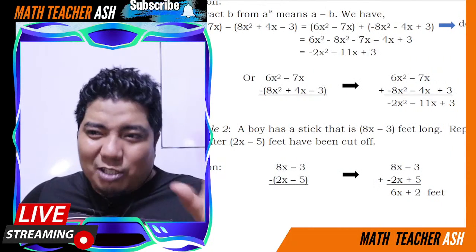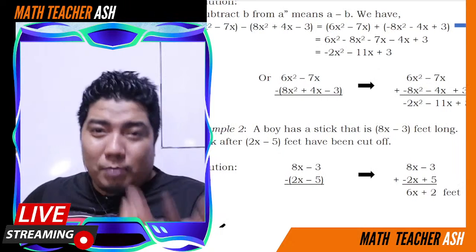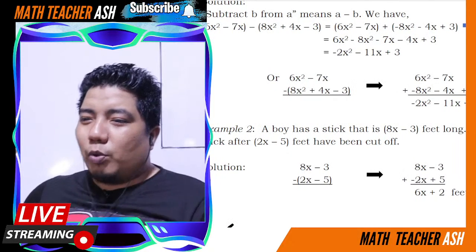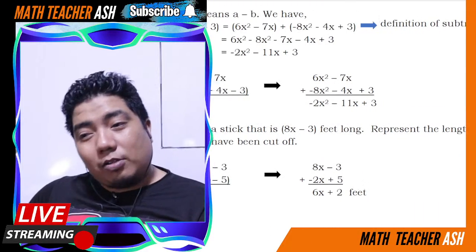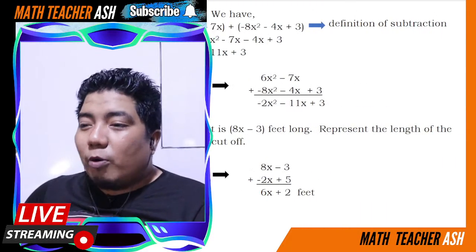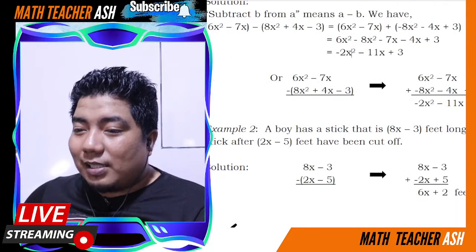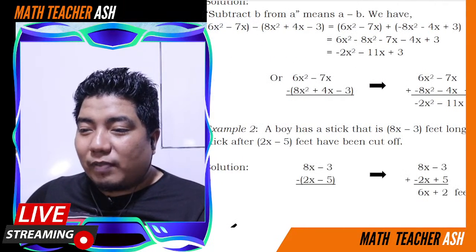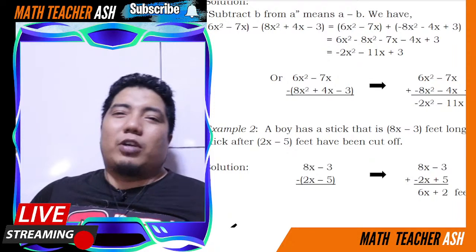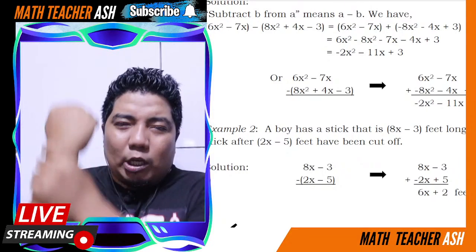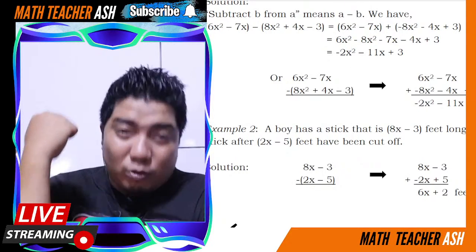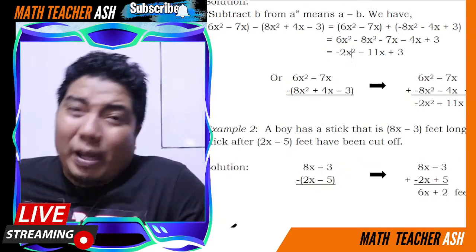Okay. Now, we go with our last objective, which is solve problems involving addition and subtraction. So, kanina sa addition, nag-solve tayo ng word problem doon about meters. Ngayon naman, subtraction. So, we have here, a boy has a stick that is 8x minus 3 feet long. Represent the length of the stick after 2x minus 5 feet has been cut off. Okay, so has been cut off. What does this mean? Merong given na ganito, kinuha ng ganito, cut off. So, ano na lang yung natira? Okay, so ganon. So, minus tayo.